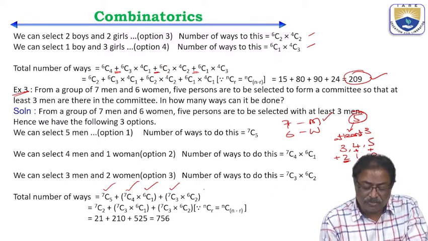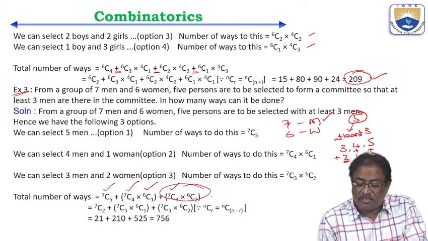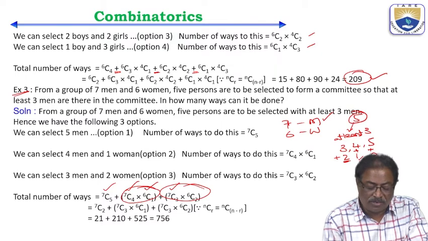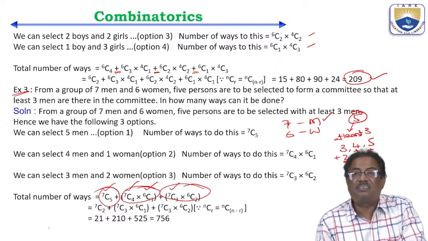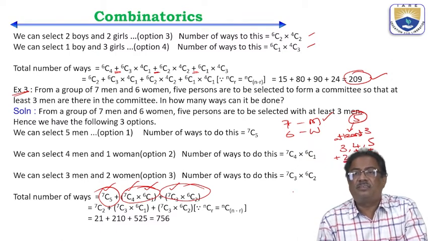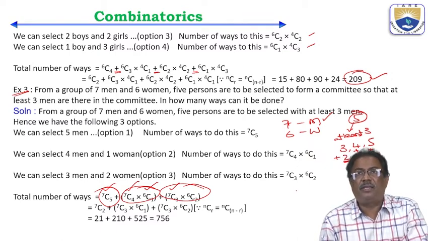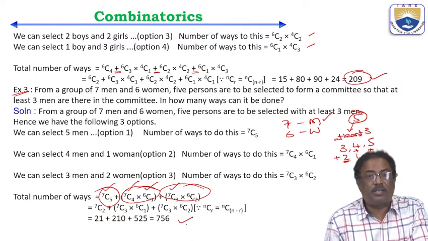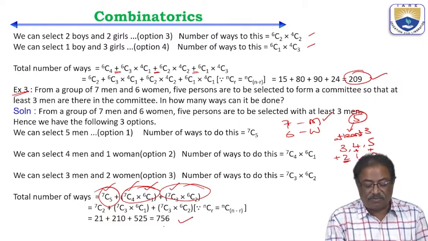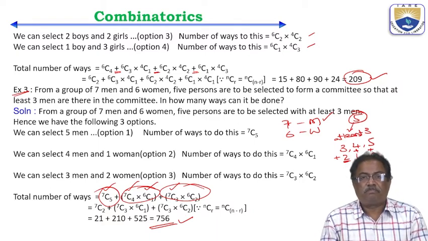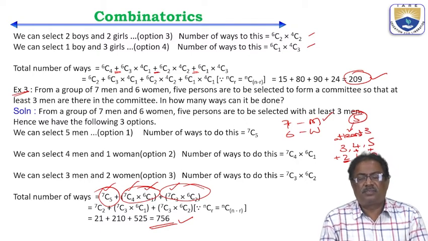This is for only 3 men and 2 women. This is for 4 men and 1 woman. This is for a committee consisting of all men. So the total number of ways that we can form a committee under this condition, we just add, and finally we get the final number as 756. Okay, today I am going to conclude this.